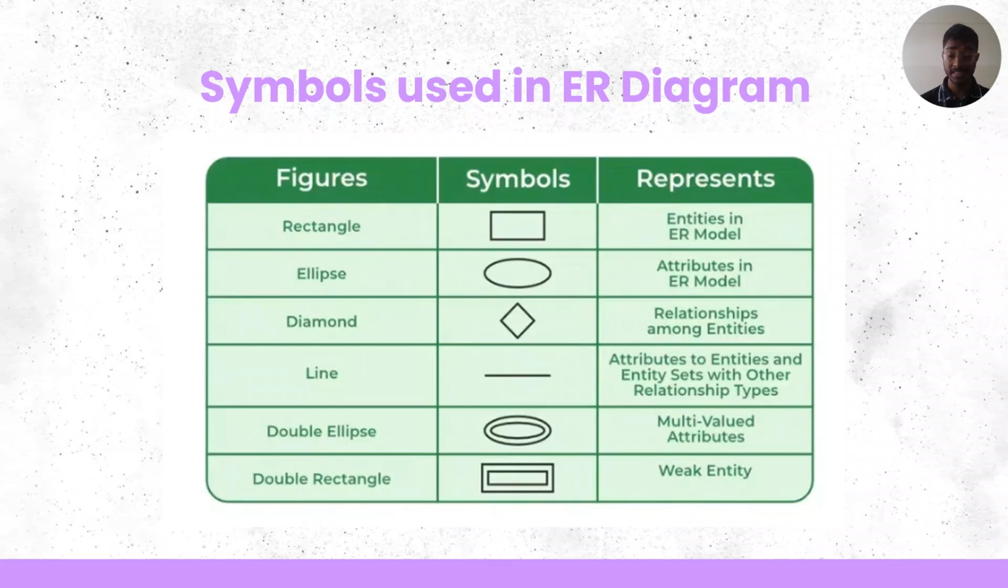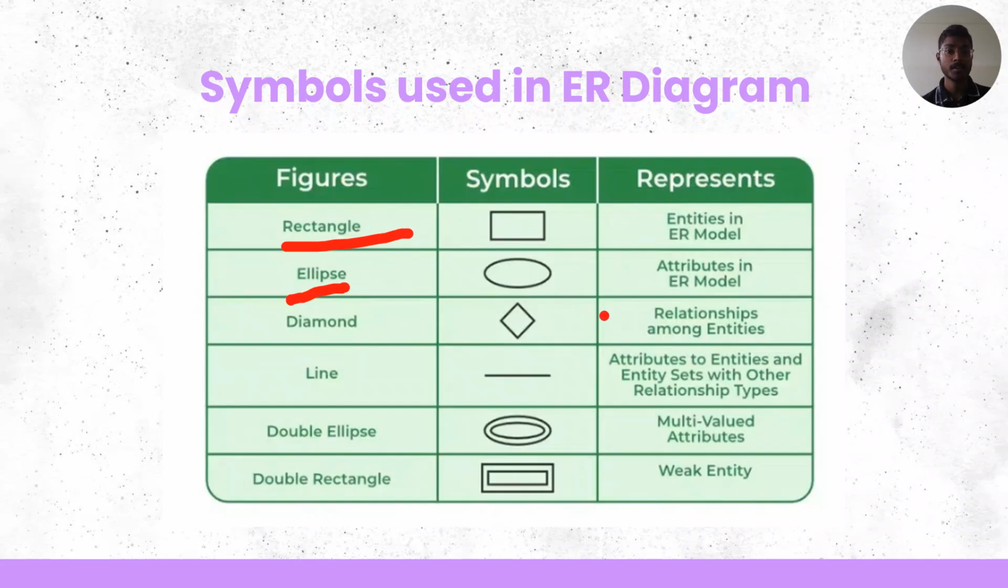Now the main thing we need to focus on is the symbols that we use in our ER diagram. So let's understand them. First, we have the rectangle. The rectangle is used for entities in your ER model. Then we have the ellipse, which is used for an attribute in an ER model. Don't get confused: rectangles are used for representing entities and ellipses for representing attributes.